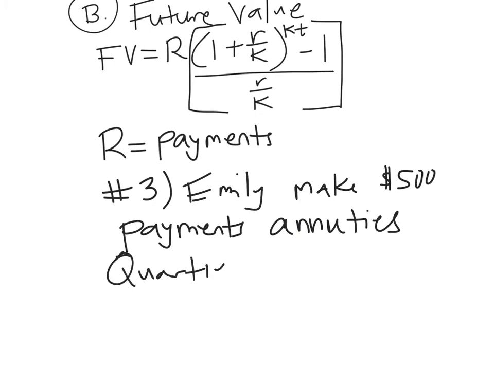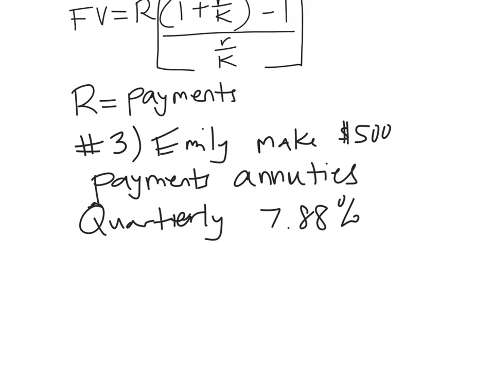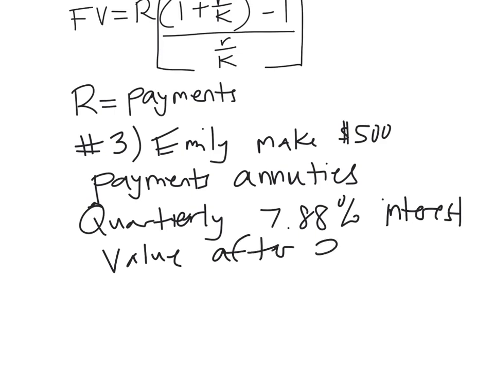Okay, so she's not doing it per paycheck. She's just going to do this 4 times a year at 7.88% interest. That's really good. Pretty much impossible, but pretty good. And this is going to earn her some money, and she's going to leave it in there. And what is the value after 20 years? Okay, what is her future value?